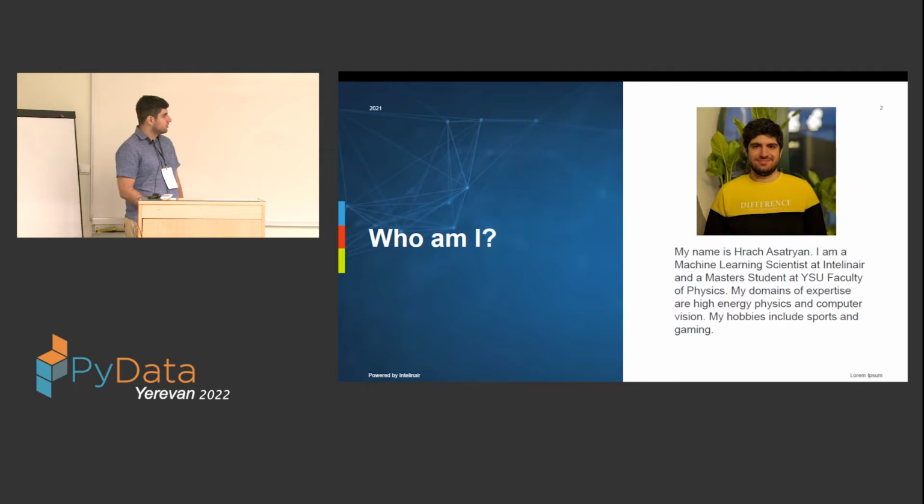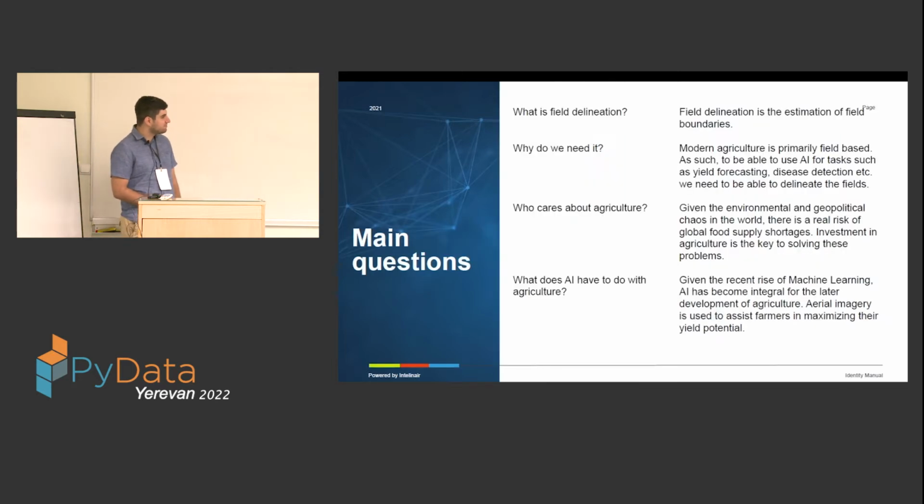Before I start, let me introduce myself. My name, as mentioned again, is Hrach Asatryan. I'm a machine learning scientist at Delineation, and besides that, I'm a physics master student at Yerevan State University, Faculty of Physics. My specific areas of work are computer vision for machine learning and high energy physics, elementary particle physics, etc. My hobbies, even though you probably don't care, are sports and gaming.